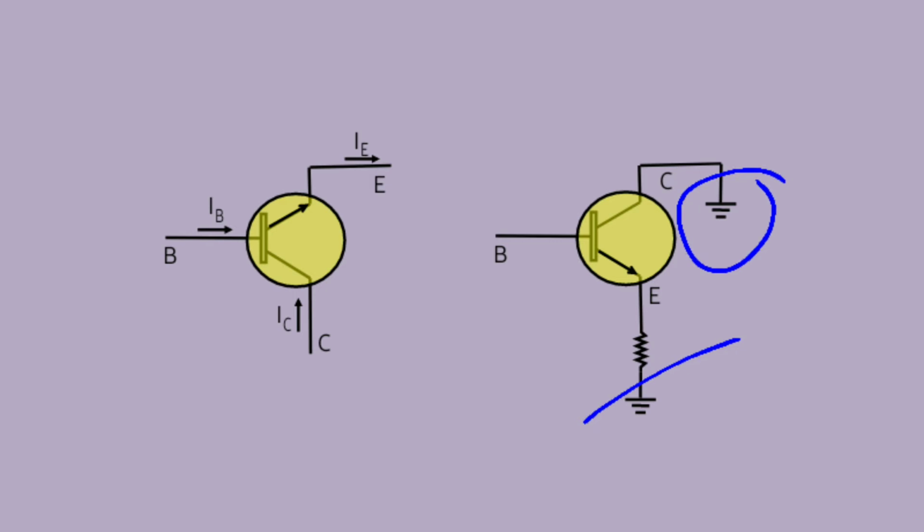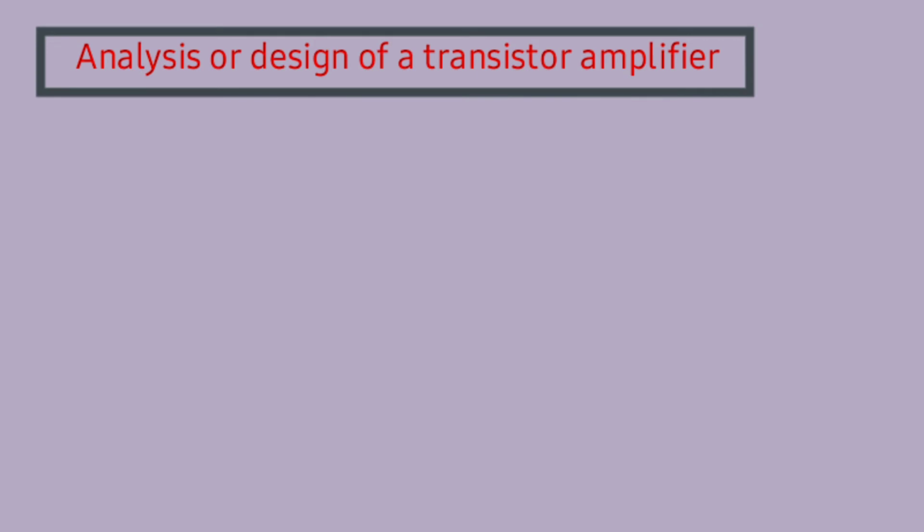There is an almost unnoticeable change in the vertical scale of IC of the common emitter characteristics if IE is replaced by IC for common collector characteristics. For the input circuit of the common collector configuration, the common emitter base characteristics are sufficient for obtaining the required information. Next, I am going to consider one more topic with this common collector configuration, that is analysis or design of a transistor amplifier.